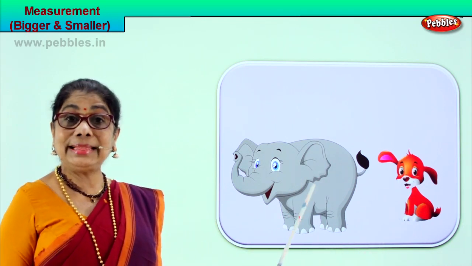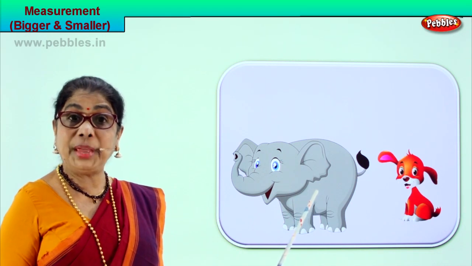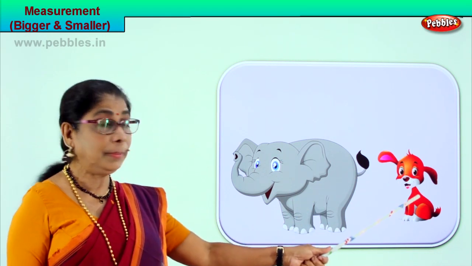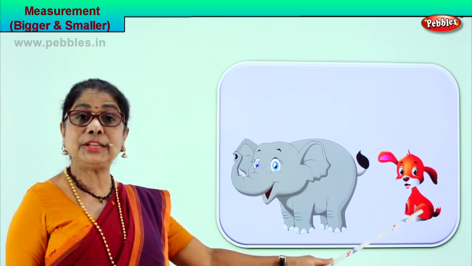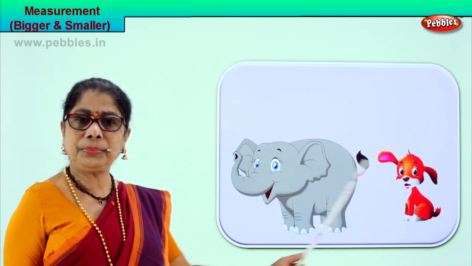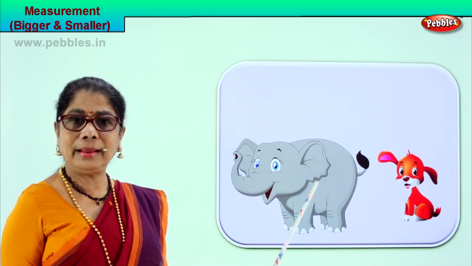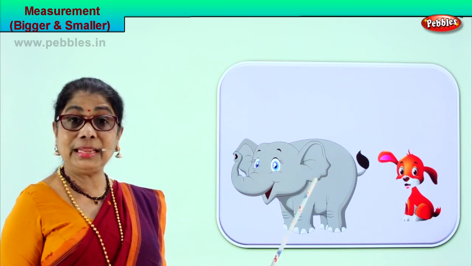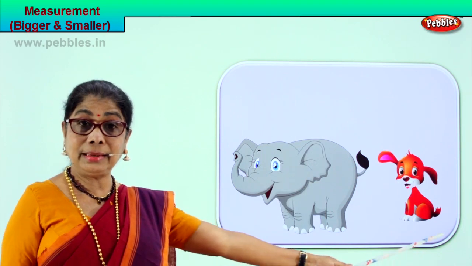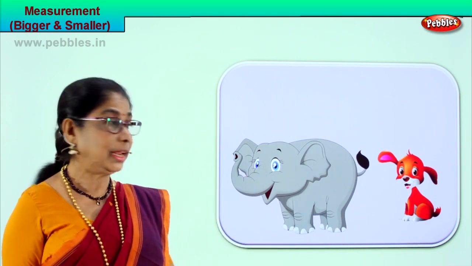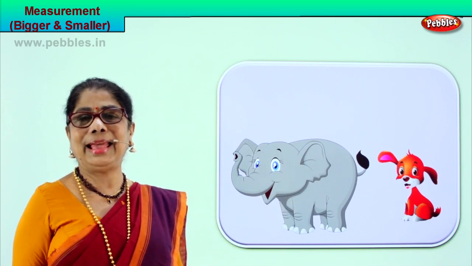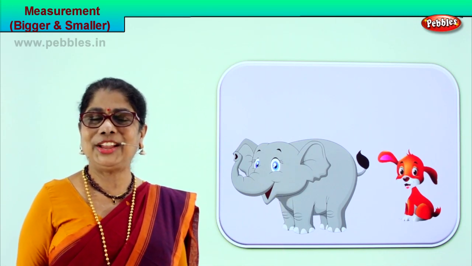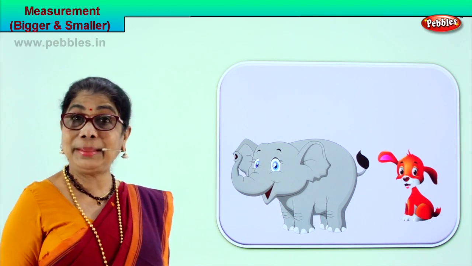So we say this elephant is bigger than the puppy or the dog, or we say this dog is smaller than the elephant. Elephant is bigger than the dog, or you say the dog is smaller than the elephant. Yes? Good. Let's take another picture.